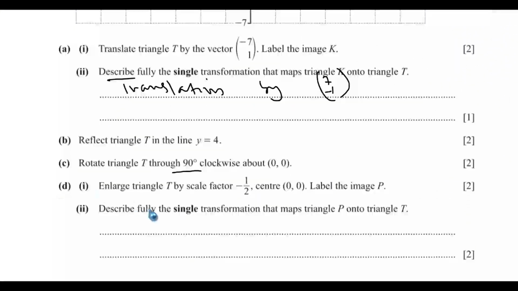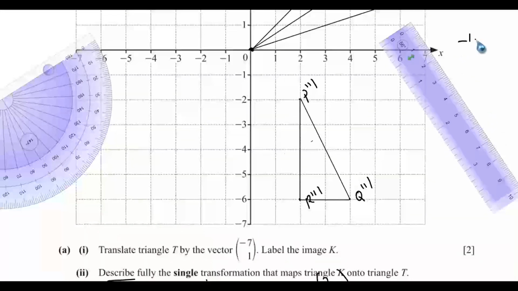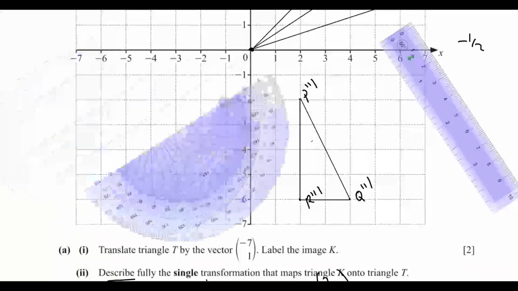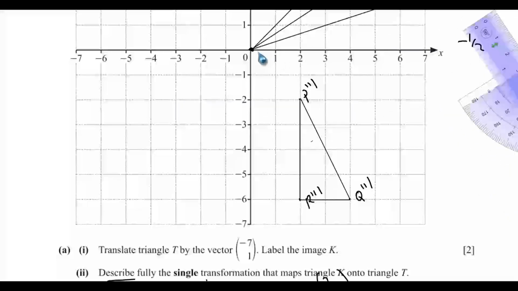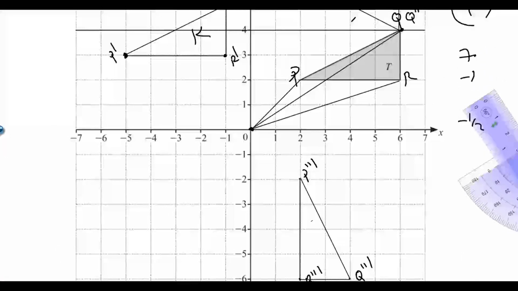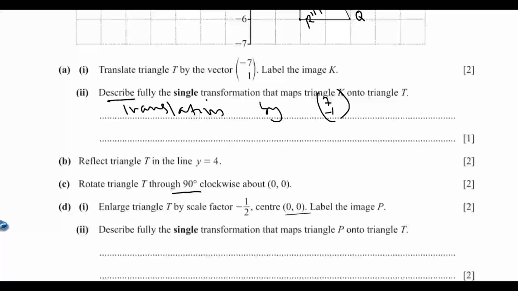So D1 figure 1, enlarge triangle T by scale factor of negative a half. Center of enlargement is this, and we are asked to label the image P. So let's start with the center of enlargement, the origin, and the scale factor is negative a half. Okay, let's take this one away. Let's take this one away. So from the center of enlargement, which is the origin, let's count to triangle T. Yes, enlargement of triangle T.